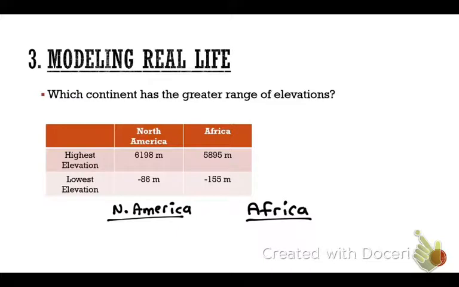So what I just taught you about distance is you always take the largest number and subtract the smallest number. Out of North America, what's the largest of those two numbers, class? 6,198. Very good job. And then I said you have to subtract the smallest number. What's the smallest number you see there? -86. If it helps you, you can put parentheses around it, but you do not have to.